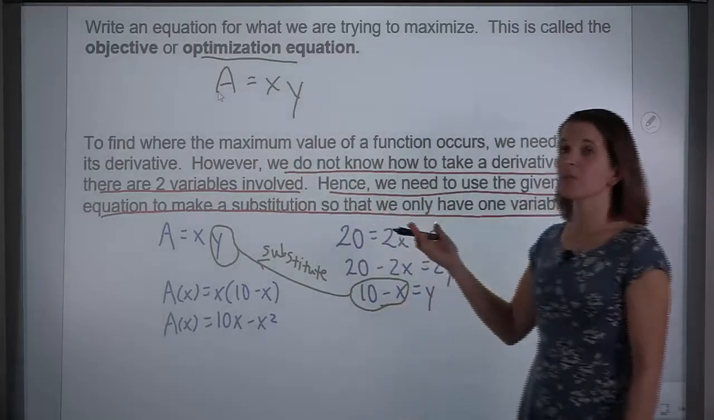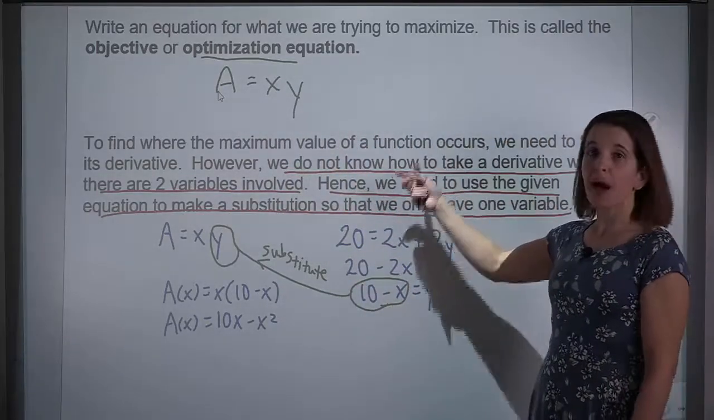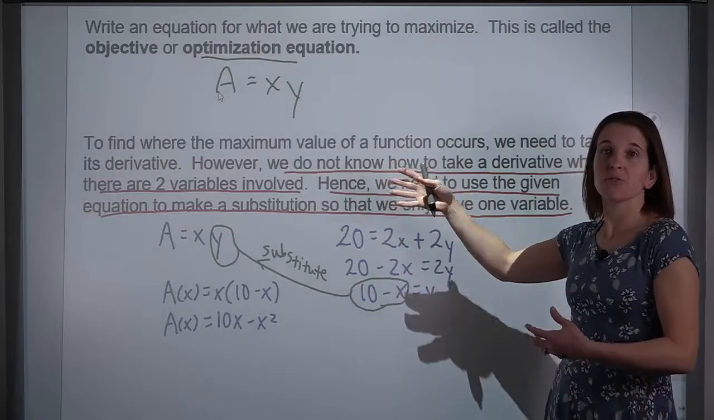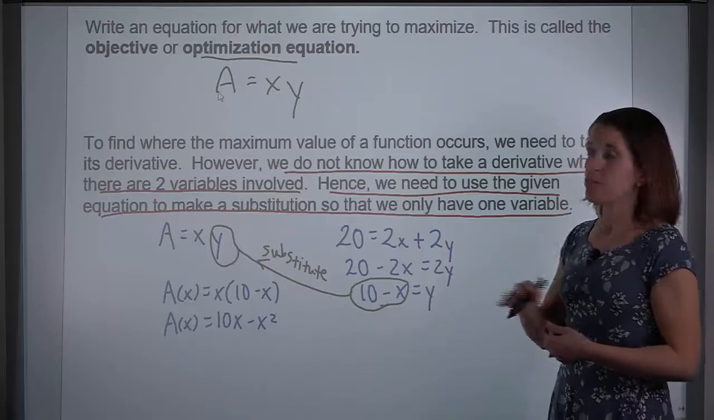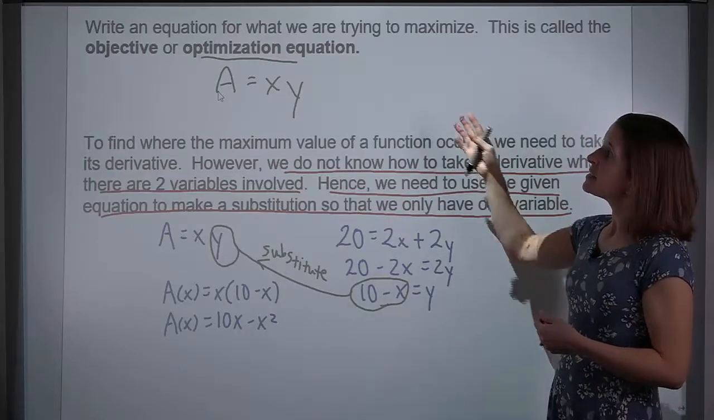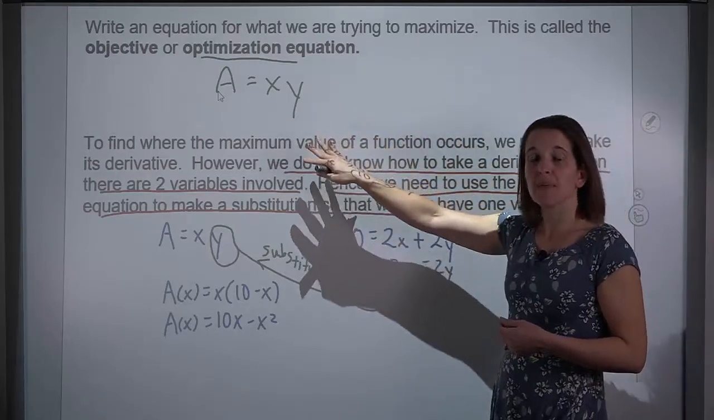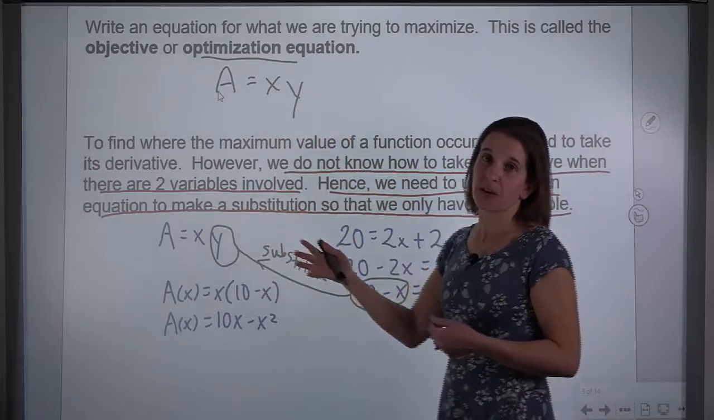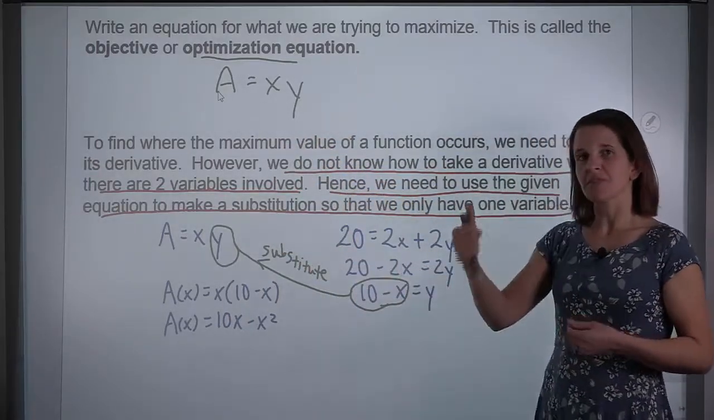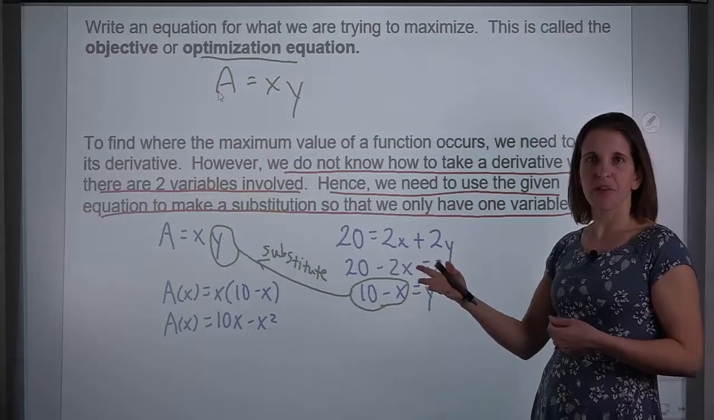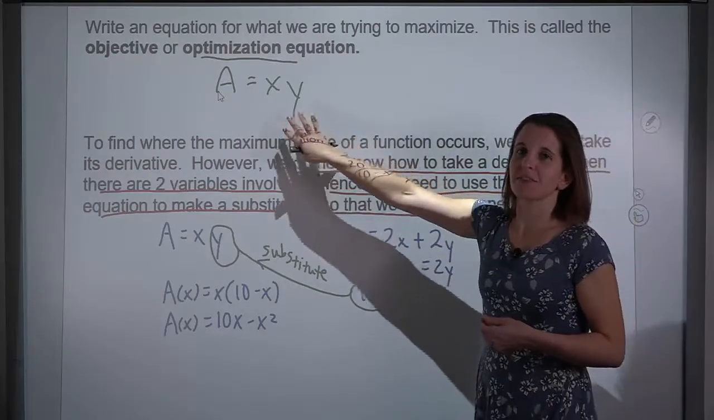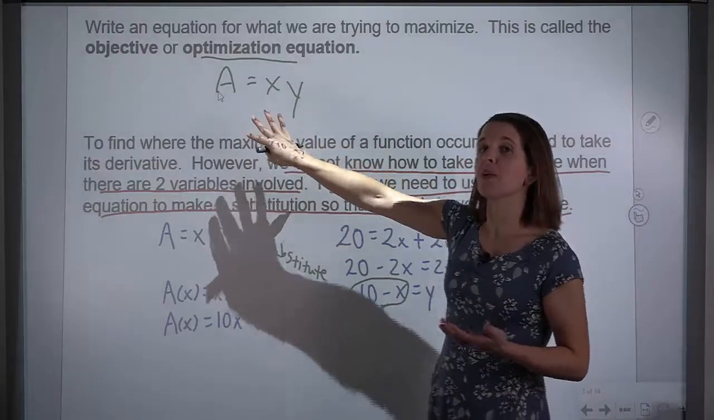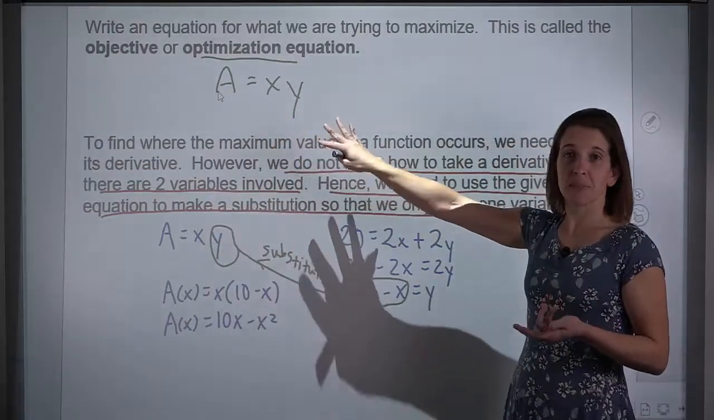So I have A equals x times y, but the problem is I'm ready to do my optimization techniques that we've been building up this whole unit. And what I would do to locate a maximum or a minimum, in this case hopefully a maximum, is take the derivative, set it equal to 0, find critical values, right, and so on. But I don't know how to take the derivative of something with two variables.